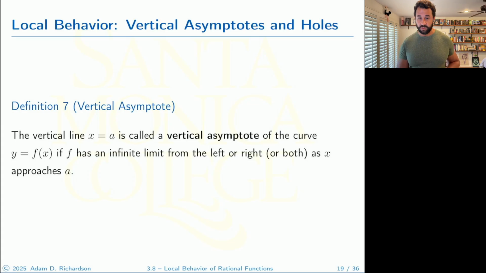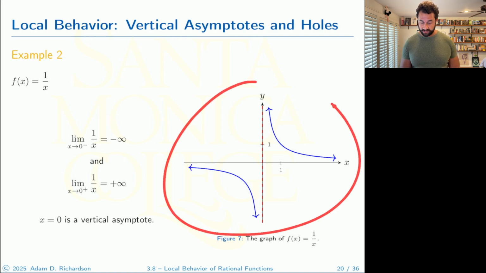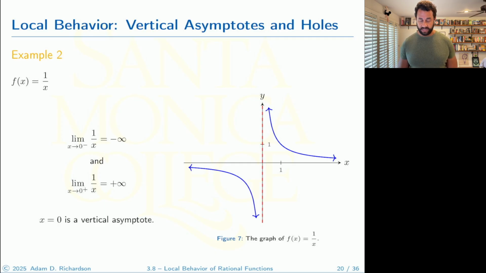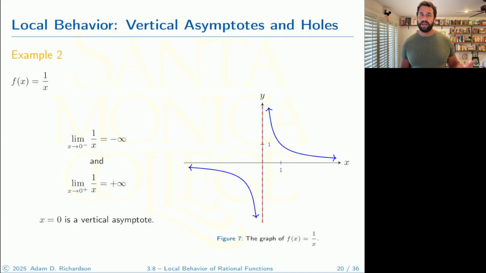All right. So for example, maybe an easy example, the graph 1 over x. This is one of those important graphs that you should have memorized. The limit as x approaches 0 from the left is negative infinity, right there. And the limit as x approaches 0 from the right is positive infinity. There you go. Because even just one of those things happened, 0 is a vertical asymptote of the function 1 over x. Now, it doesn't have to happen from both sides.